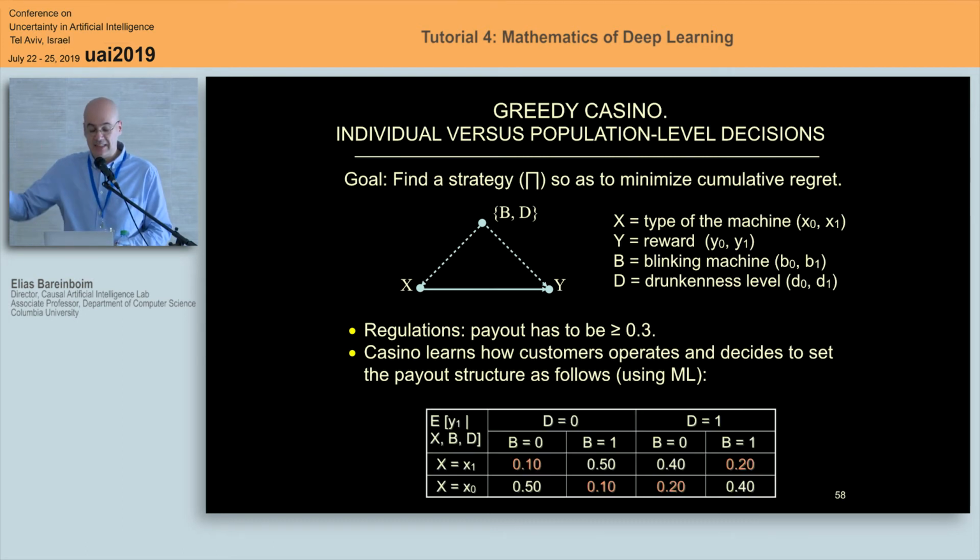This was the lesson, and then they decide to do the following. They hire someone from NIPS and UAI and ICML, a computer vision person. And now they install in the machines, that's not part of the numbers, a camera that will take a picture of the face of the customer and detect the dilation of the pupil, and they know if the person is drunk or not. Then they set up the payout structure in a way that penalizes the people going for this type of machine under the drunken and blinking condition, and also penalizes the person that is not drunk and going to the non-blinking machine of this type.